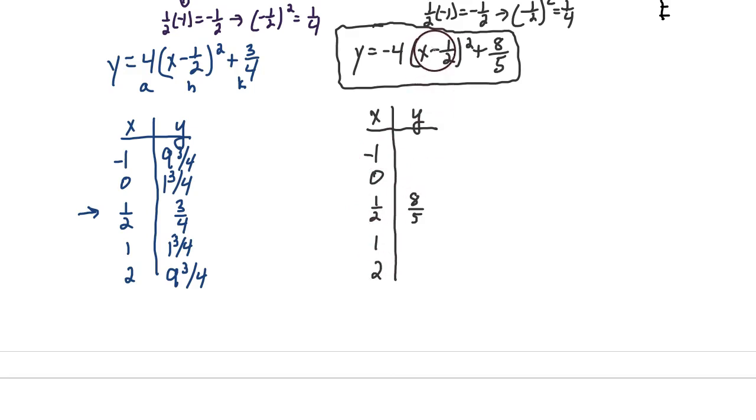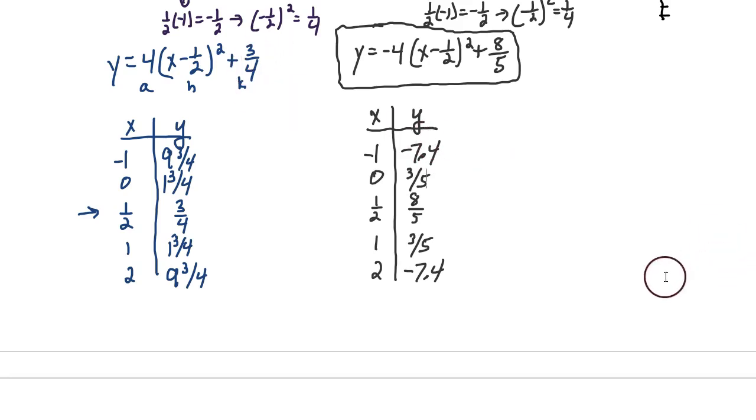Now let's fill in 1. 1 minus a half is a half. 1/2 squared is 1/4. Negative 4 times a fourth is negative 1. And negative 1 plus 8/5 is 3/5. And this will be 3/5. Now let's fill in 2. 2 minus a half is 3/2. 3/2 squared is 9/4. Negative 4 times 9/4 is negative 9. And negative 9 plus 8/5 makes negative 7.4. And this is negative 7.4.